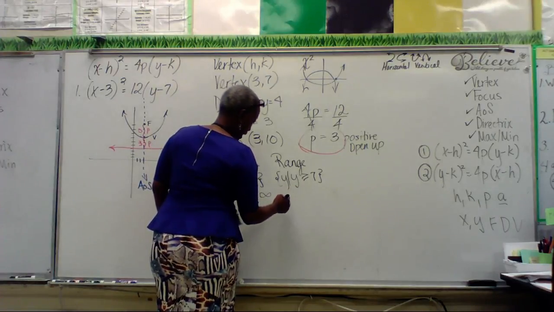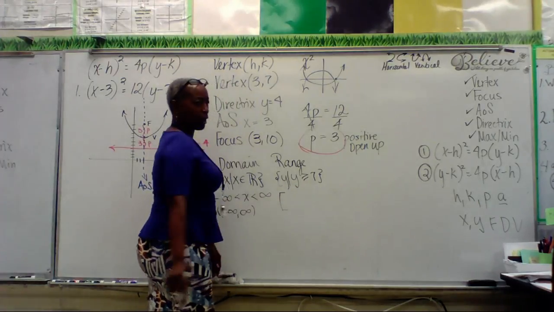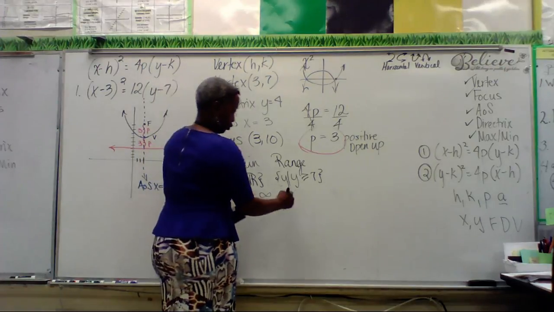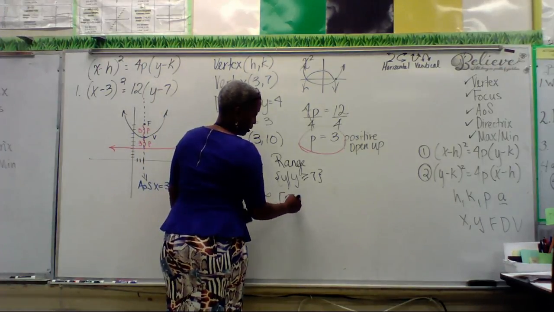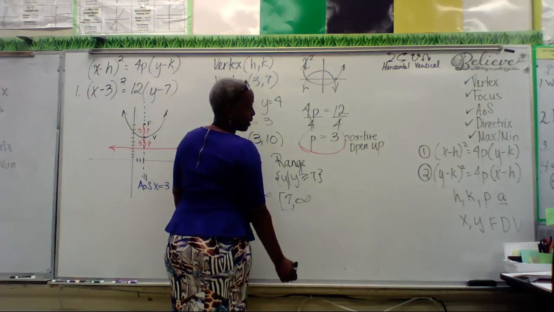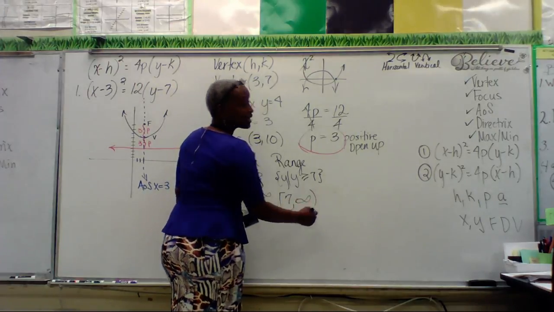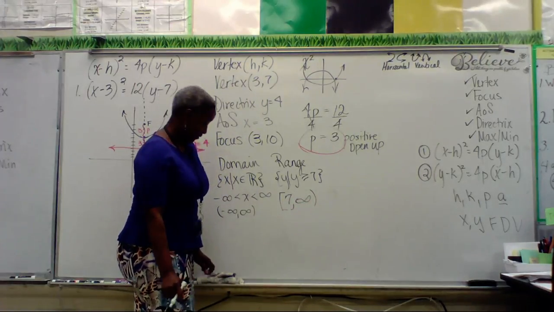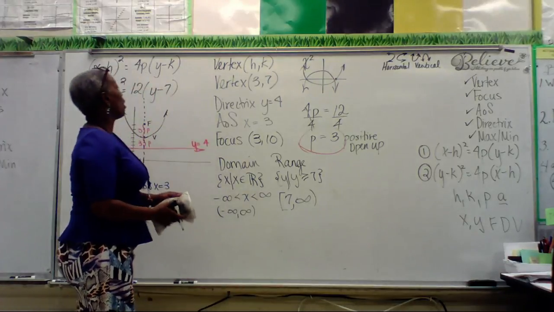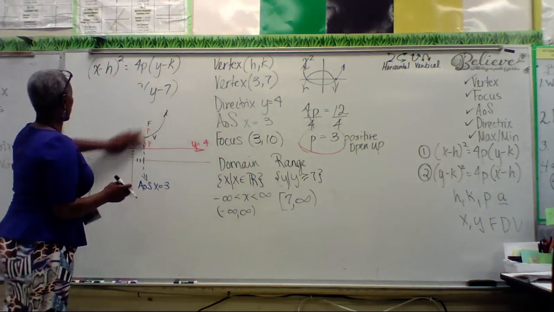Or we can write it as, everybody say, hard bracket, 7, comma, infinity, soft bracket. Okay. All right, very good. Okay, go ahead and line up your paper. We're getting ready to do problem number 2.